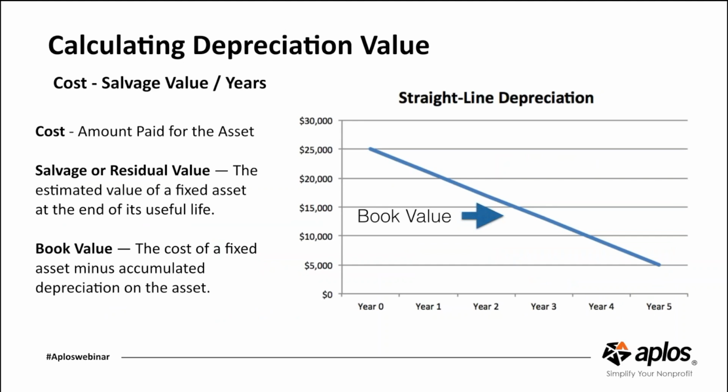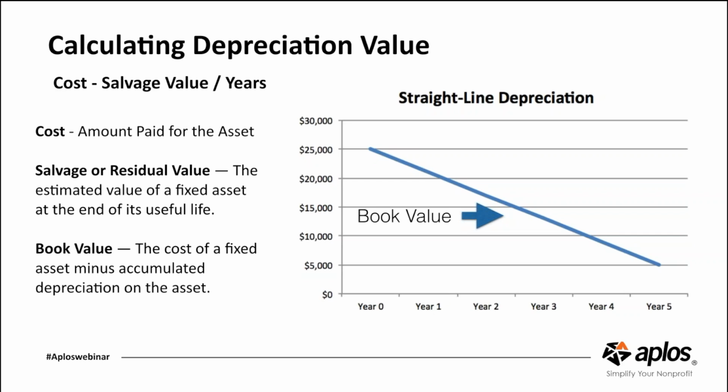So here are some terms that are going to come into play here as we're talking about depreciation. So the cost of the asset is what you paid for the asset. So that is like, let's say there's a car for $25,000. That is the cost and the value of the car when you buy it. Okay, so there's your cost.